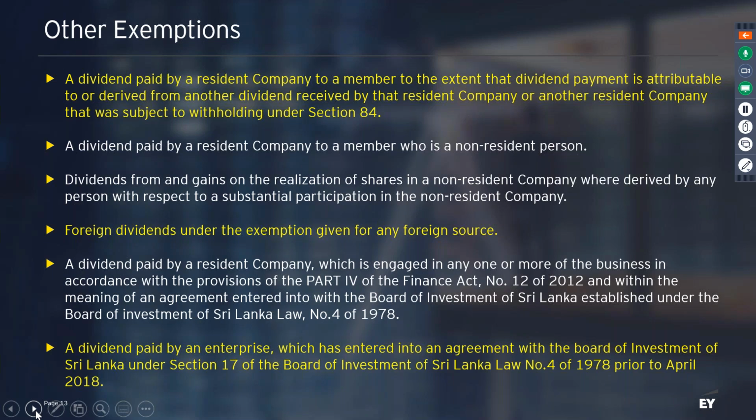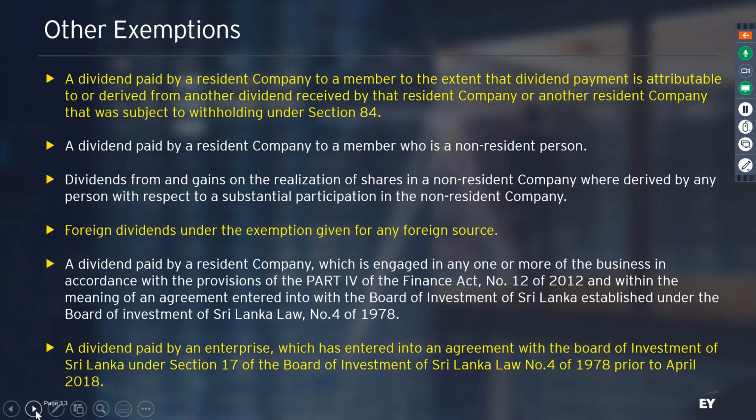The next exemption is granted to a dividend income received by a resident person from a non-resident person based on the ownership criteria. This section says if such resident person has a substantial participation in the non-resident company, then the exemption is provided on the dividend income received from that non-resident company. The term substantial participation is specifically defined in the Inland Revenue Act, and also this exemption covers both dividend income and the gain on realization of shares, right?